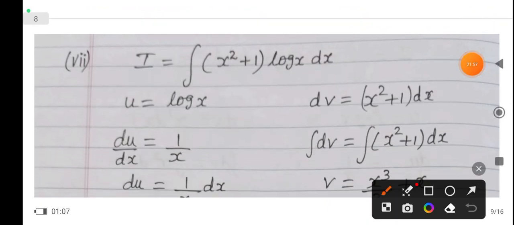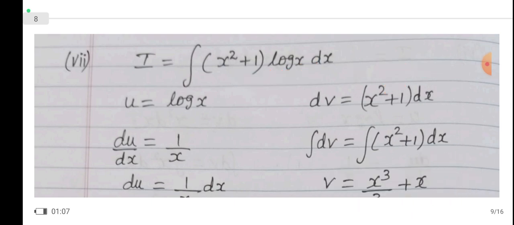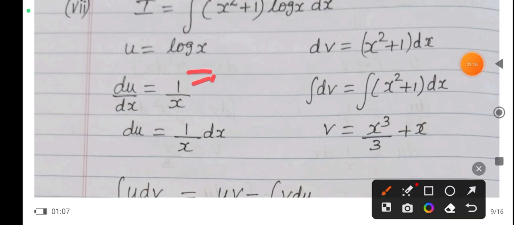Then seventh subdivision, children. So we have again log only. The logarithmic function comes now, and x square plus 1 is algebraic. So we are taking u as log x and dv as x square plus 1 dx. As usual, differentiate log x. Log x differentiation is 1 by x.